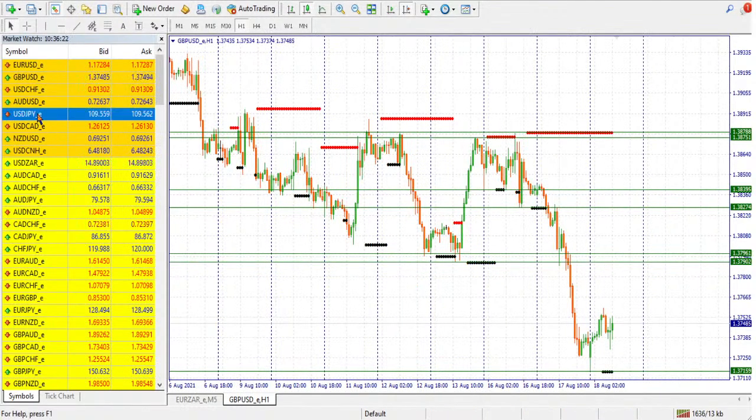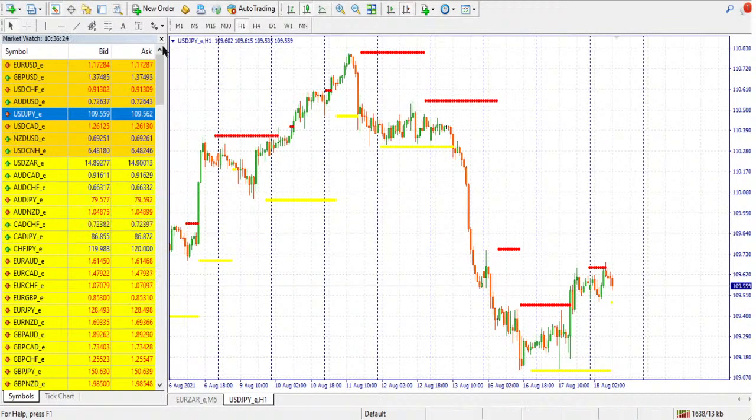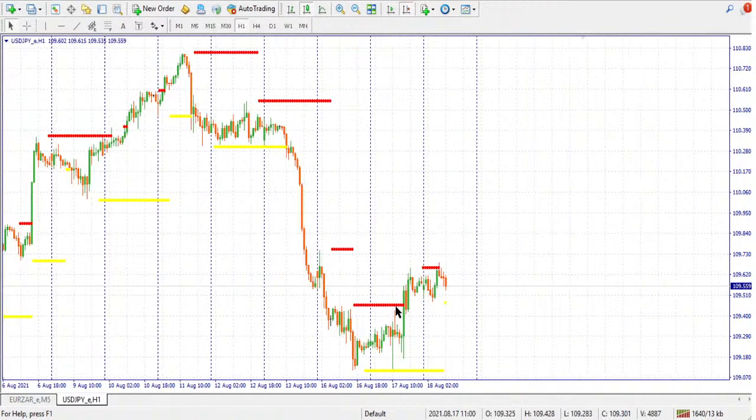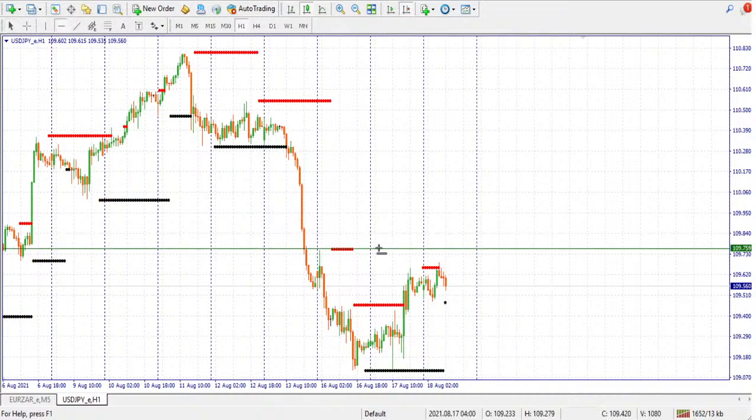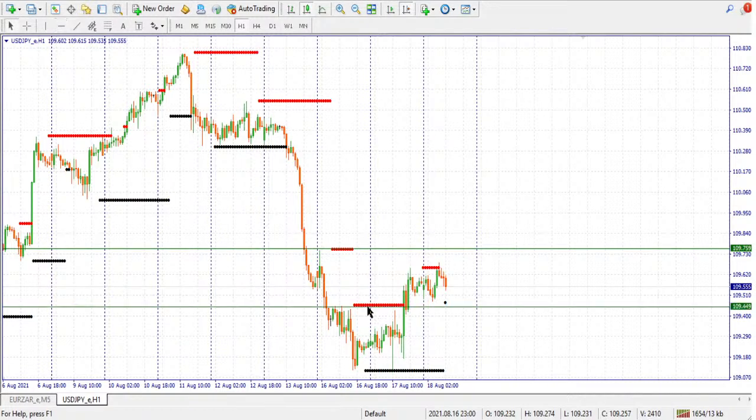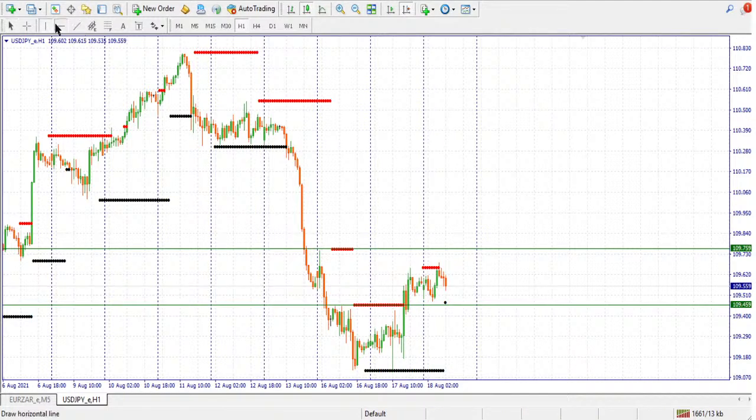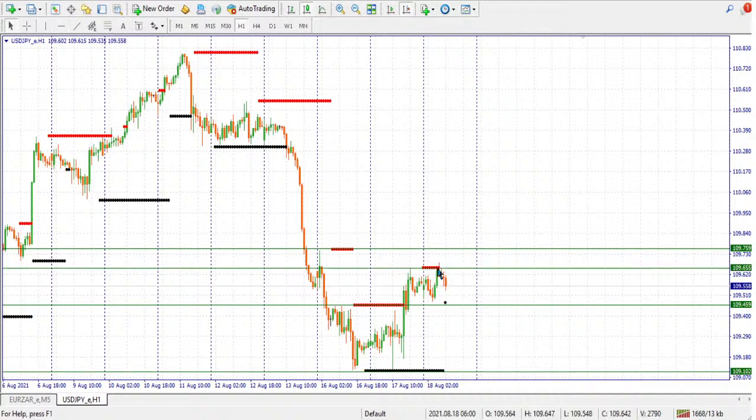The other symbol is the US dollar, Japanese yen. So this one also we do have good levels where we expect price to be bouncing off from. We do have a level here. This is a very good resistance level. We do have a level here, and we do have a level here, and then we also have another level here, then we have this one here.